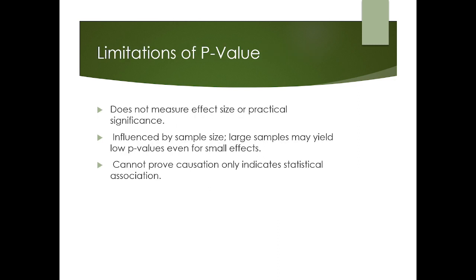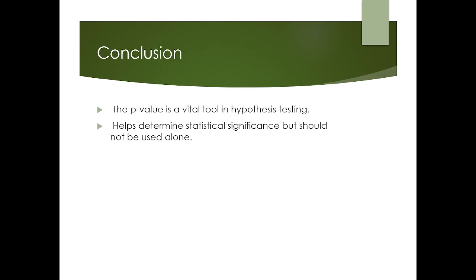What are the limitations of p-value? It does not measure effect size or practical significance. It is usually influenced by our sample size. That is, if the sample size is large, your p-value may be low even for small effects. And you cannot usually prove causation. You can only indicate statistical association.